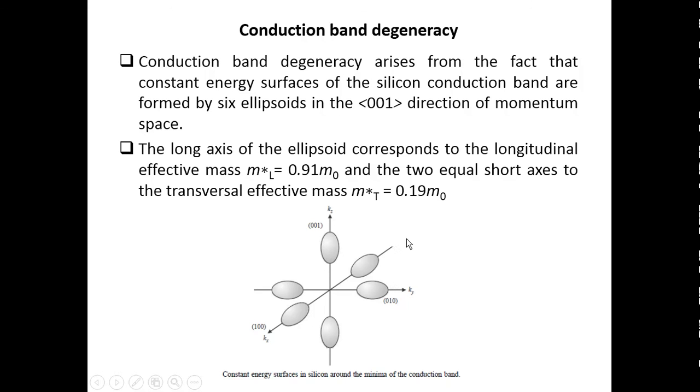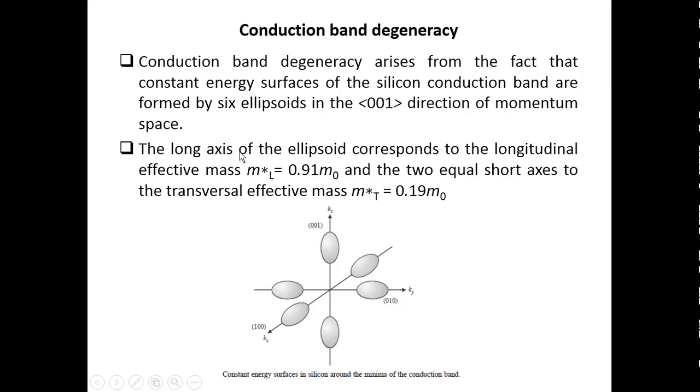Okay, that is the 0, 0, 1 direction of the momentum space. So this is the momentum space in which we have the different directions shown here. In the y direction it is 0, 1, 0. The x direction is 1, 0, 0, and the 0, 0, 1 direction is the kz direction.